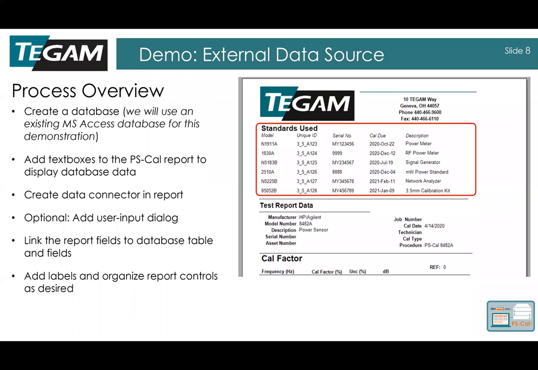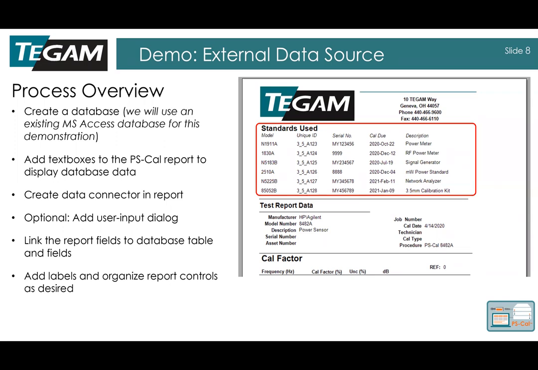The overview of the process, just sort of an outline of the steps we'll be taking. First of all, you have to have a database, some sort of external database. I have one that we've already made, and it's just a simple Microsoft Access database. All it does is hold some of our standards and the cal due dates for those standards. So that's the information that we're going to input into a report today.